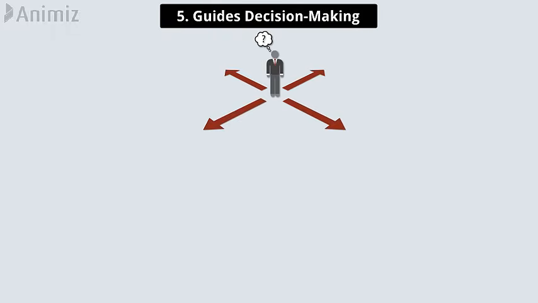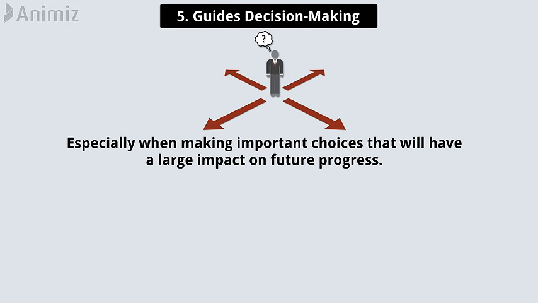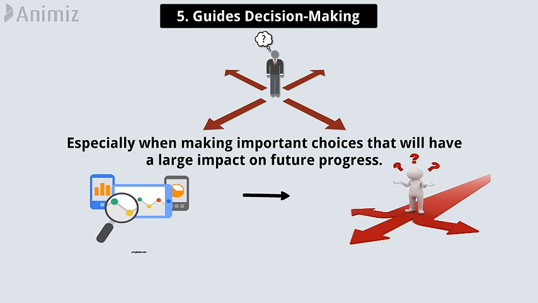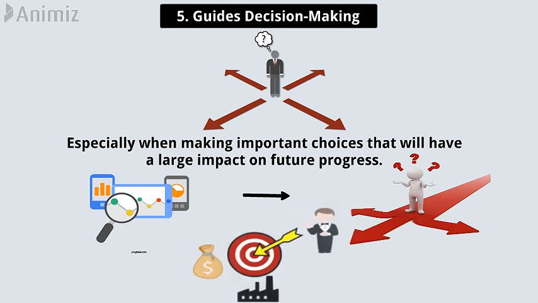5. Guides decision-making. Decision-making is a difficult process, especially when making important choices that will have a large impact on future progress. Risk management data and analytics can guide employees in making wise strategic decisions that will help to fulfill organizational objectives.